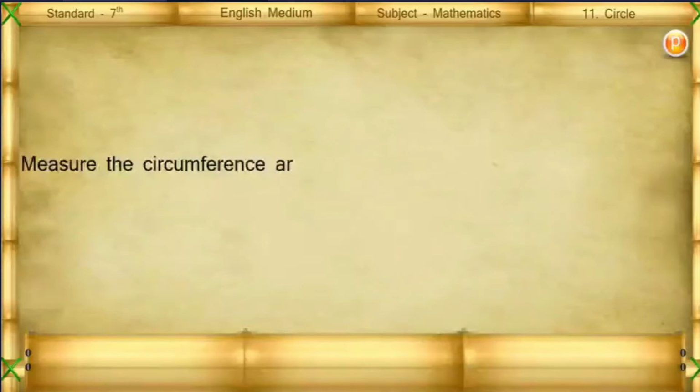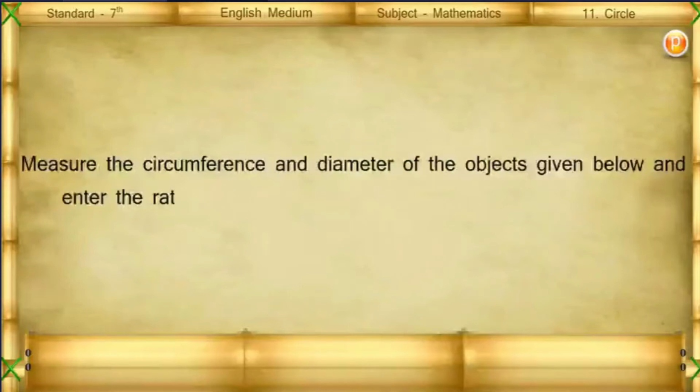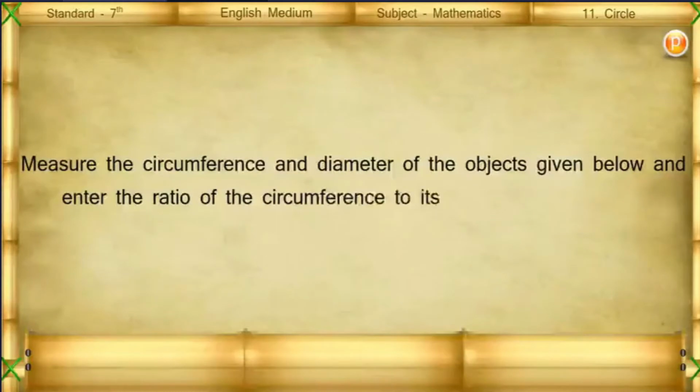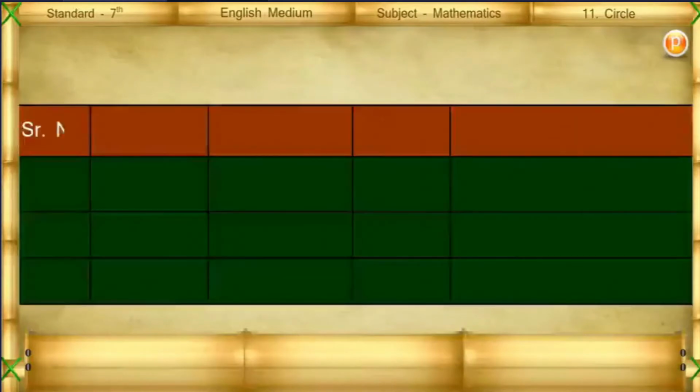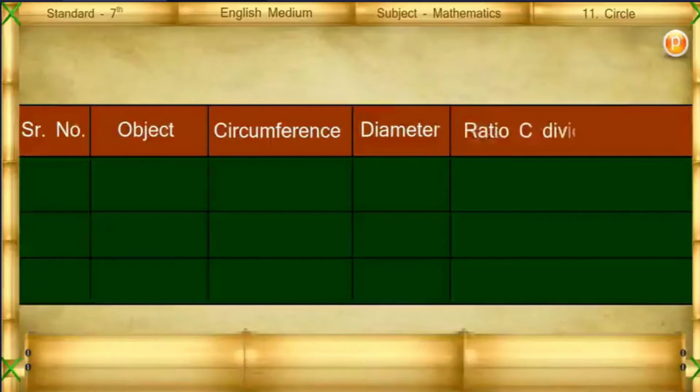Let's learn. Measure the circumference and diameter of the objects given below and enter the ratio of the circumference to its diameter in the table. Serial number, object, circumference, diameter, ratio C divided by D.